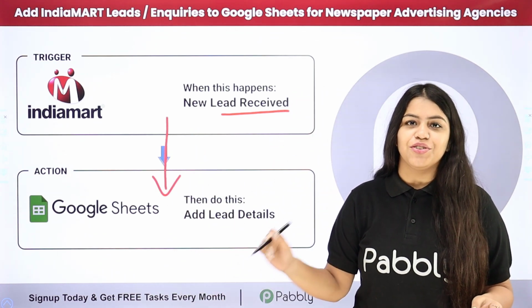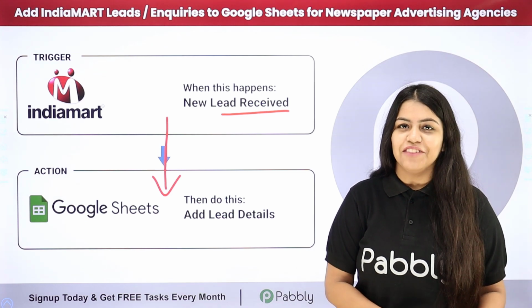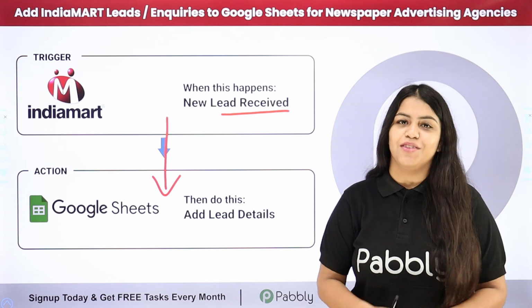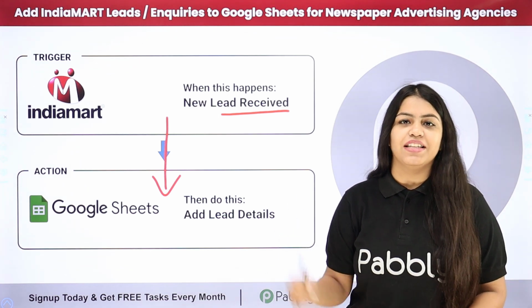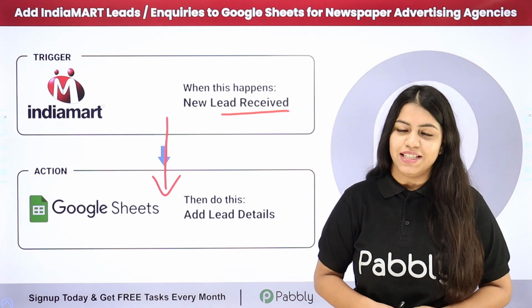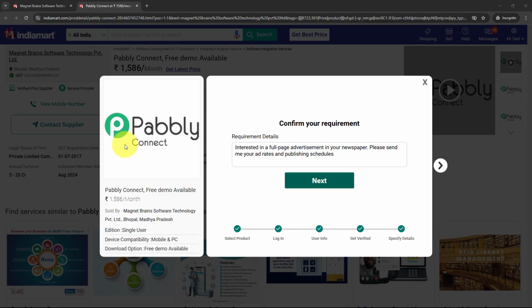To create this connection without knowing any programming or coding language, we are going to use Pabbly Connect. It is an amazing automation software. So do you also want to create this automation for your business? Then for that you have to come with me towards my screen. Welcome to my screen. So today I'll show you how to connect IndiaMART with Google Sheets to manage leads seamlessly.